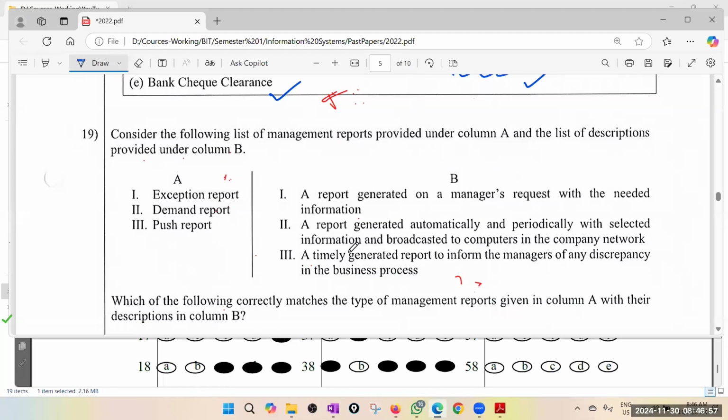Demand report means depending on your requirement, you generate it. It's not a schedule report or exception report. When there's a need, you go and generate the report and see. Push report means the report is pushed to you. Usually it can be an exception report, right? Mostly exception reports are push reports because you must be notified instantly, right? Through an SMS alert, or when you log in, there's an alert saying this report is available.